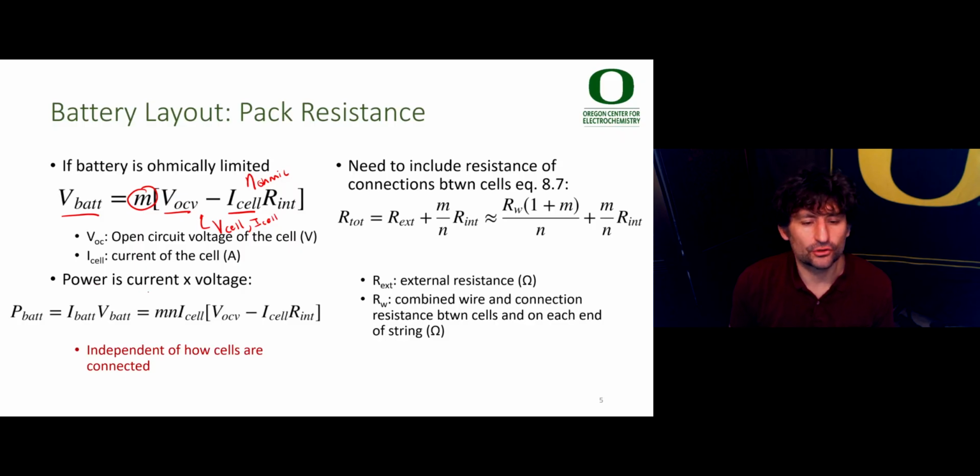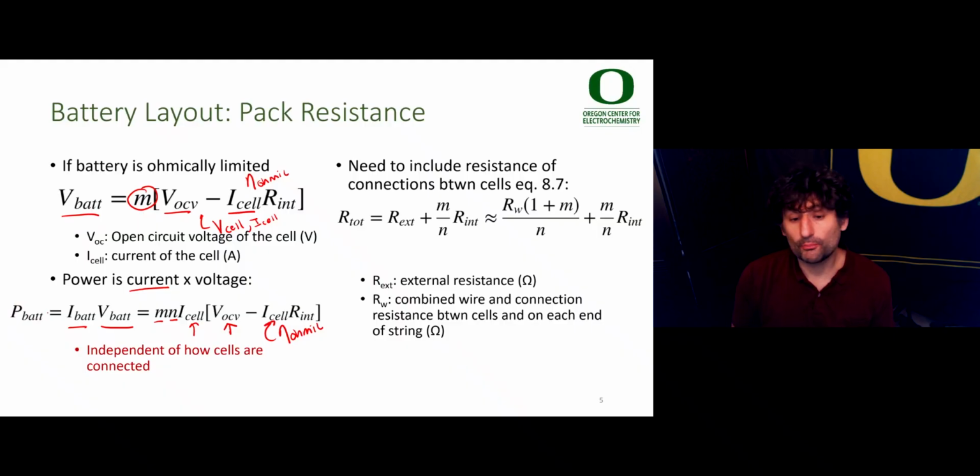Power is, of course, current times voltage. So it's the total current going into the battery times the total voltage of the battery. Here we have to take into account both M and N. M is the number of cells in a string. N is the number of strings in the battery. Each individual cell has I cell flowing through it and gives a voltage at that I cell that is given by the open circuit voltage minus eta ohmic, the IR losses.